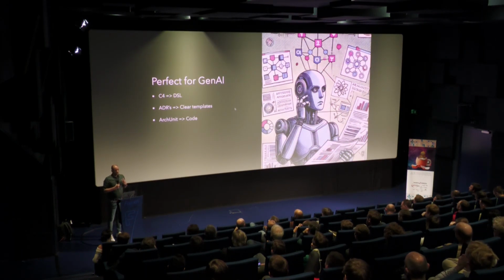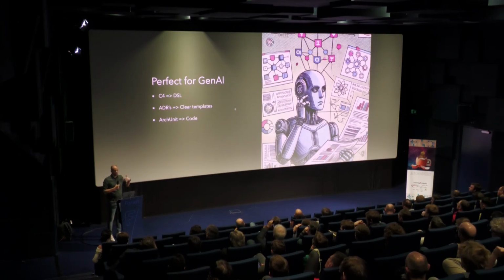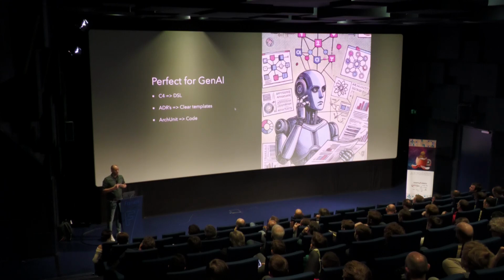These three things are actually perfect to use Gen AI for, at least to get a starting point of your different diagrams, ADRs, and the ArchUnit code. Because for C4, you have a DSL, a domain-specific language. For ADRs, there are clear templates, so you can use those as well. And ArchUnit just delivers code, which makes it a very good way of using LLMs, because they're all text-based.